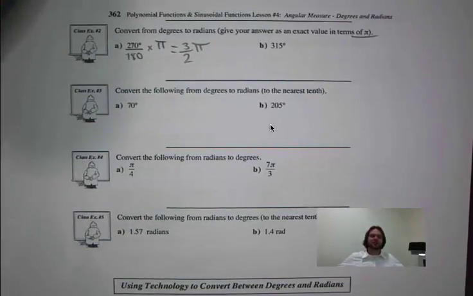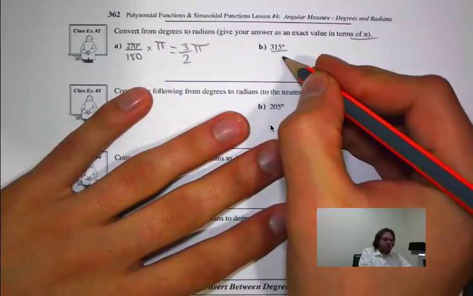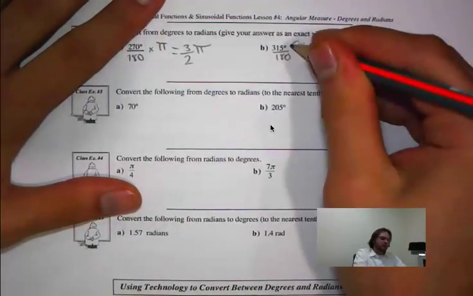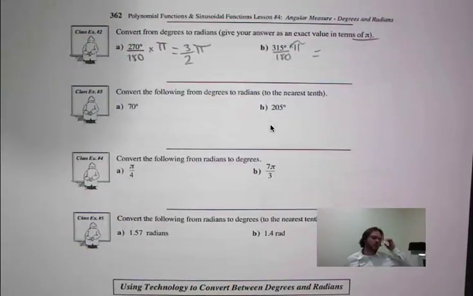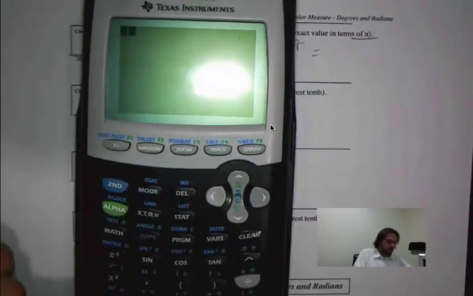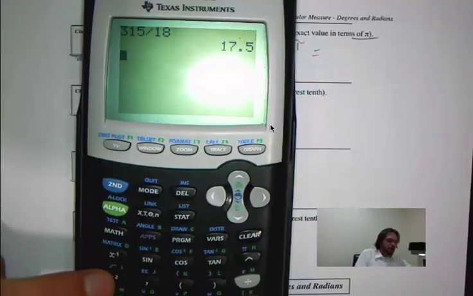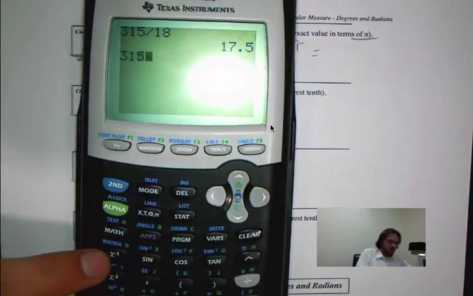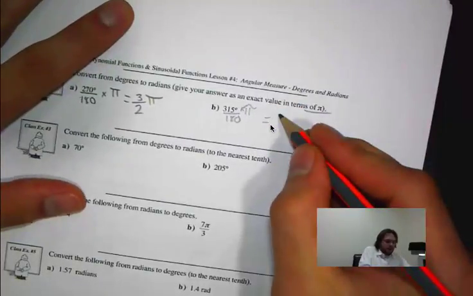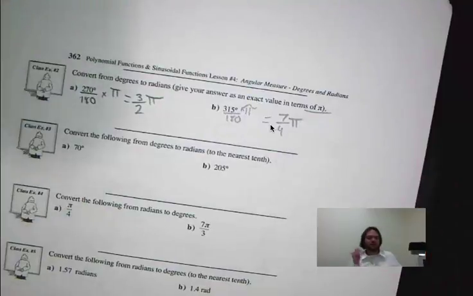Now let's take a look at this next one here. If I have 315 degrees, now I must, once again, divide by 180, because we want to convert it into terms of pi, which is in radians. Then I multiply by pi. Now, I'm not 100% sure what 315 divided by 180 is. I think it's going to be 7 over 4. I'm not sure, so I'm just going to go quickly on my calculator. 315 divided by 180. And that is the same as 7 over 4. So I was right. So we have 7 over 4 pi.